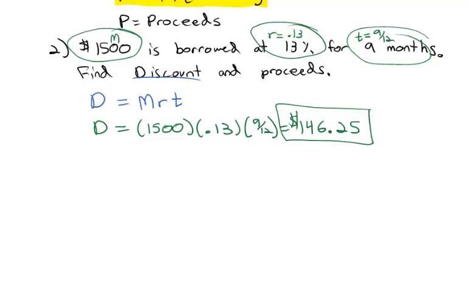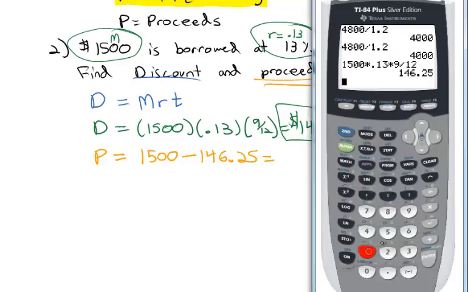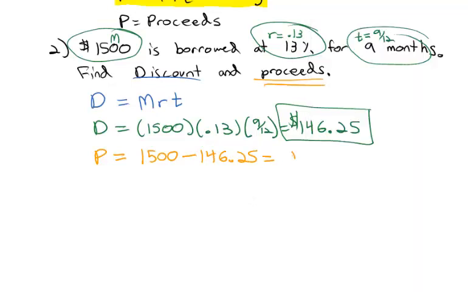So I write this $1,500 check. They're going to discount at 146. What I want to know is the proceeds, how much I'm going to get. So 1,500 was the check. We subtract off the discount of 146.25. And what's that going to give us? 1,500 minus 146.25. I'm going to get cashed $1353.75. So that's my proceeds after a $146 discount.